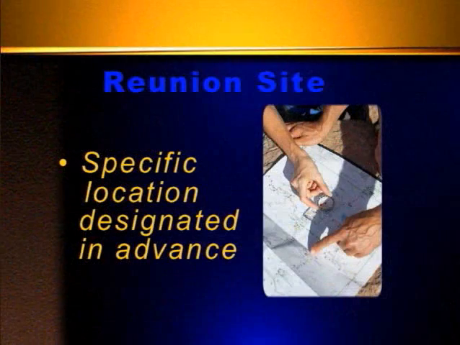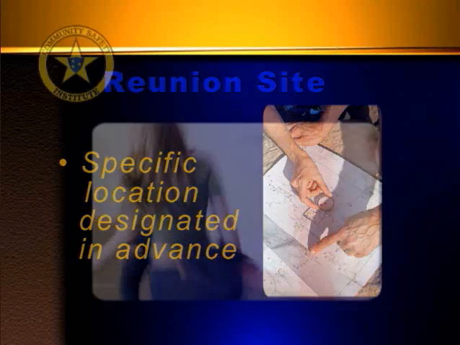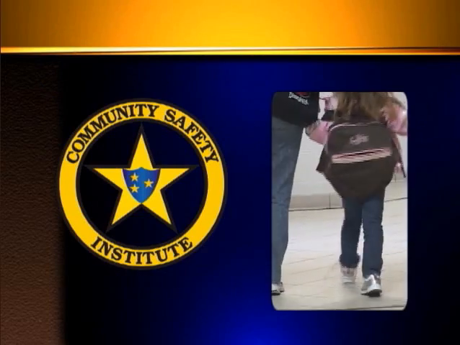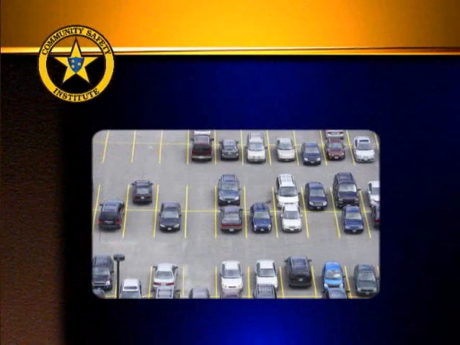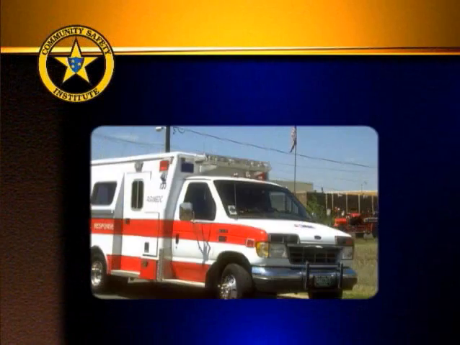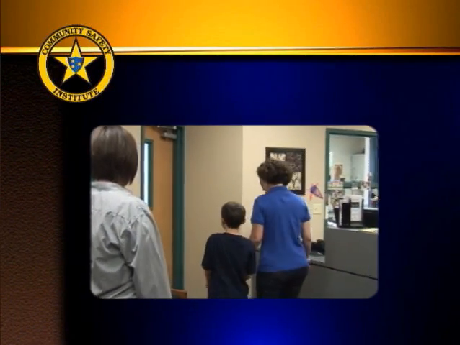Finally, let's take a minute to talk about the reunion site. Now, the reunion site, or reunification site as it's sometimes referred to, is a specific location designated in advance where students and staff safely reassemble and where they're reunited with their parents and loved ones. Reunion sites are located in appropriate sized facilities such as large churches, civic centers, or fairgrounds, and they're easily accessible to transportation. They have lots of parking for buses and emergency responders, support vehicles, and those moms and dads who want to be reunited with their children.